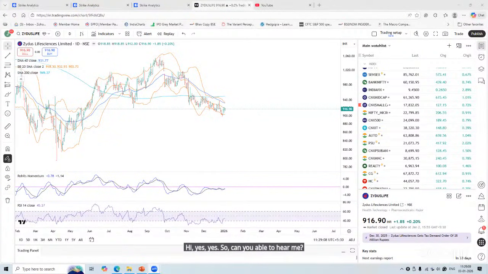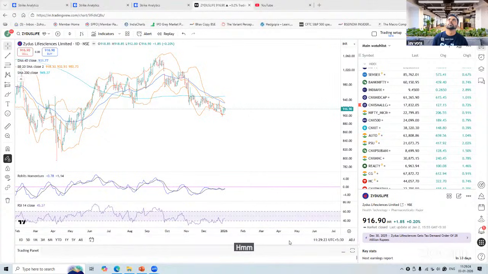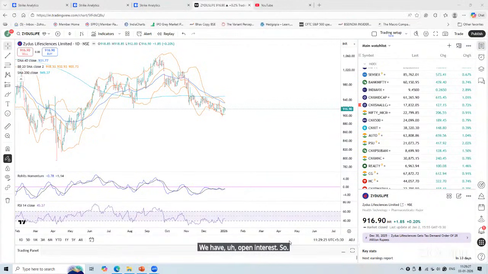Yes. Okay. So Jay, actually you have explained the OI indicator nicely. Is there any relation between the OI indicator and the options we have? In the options, we have open interest. Is there any relation between them?